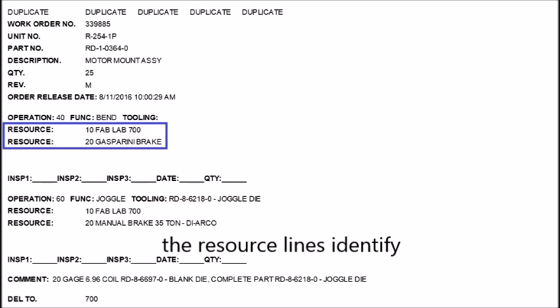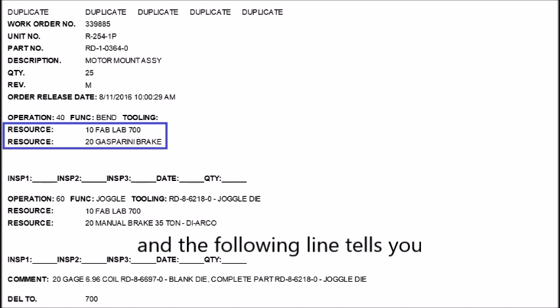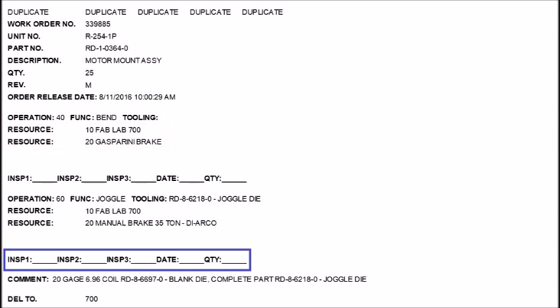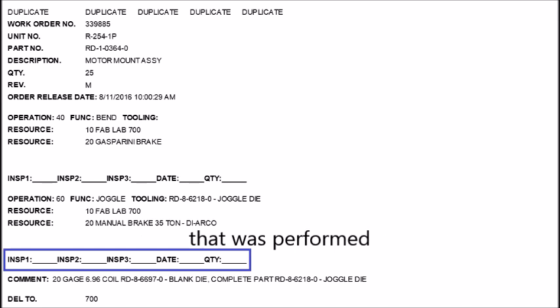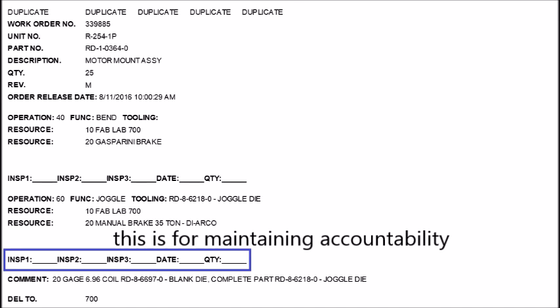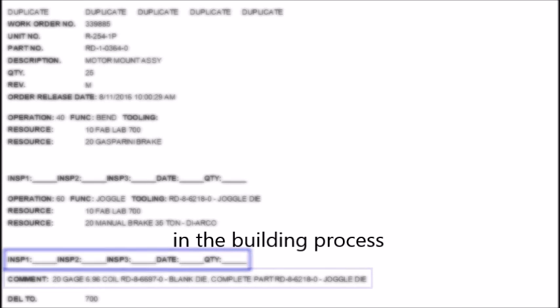The resource lines identify the machines that are used to work on that part. The first line shown here is the actual fabrication labor in work cell 700, and the following line tells you to use the Gasparini brake press. The inspection lines are for operators to initial next to the operation that was performed, the date it was done, and the quantity of parts. This is for maintaining accountability in the building process.